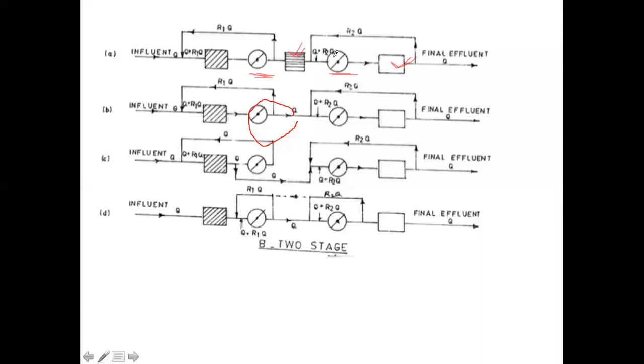The recirculation is done in the way described in this figure, or it can also be done differently. The intermediate sedimentation tank is removed at this point, and the wastewater is sent through this trickling filter, and the recirculation is done after the secondary sedimentation tank. And here is a more complex kind of recirculation, where the effluent is sent here, some part is sent to the secondary, second stage trickling filter, and some part from the primary sedimentation tank also comes to the two stage trickling filter.